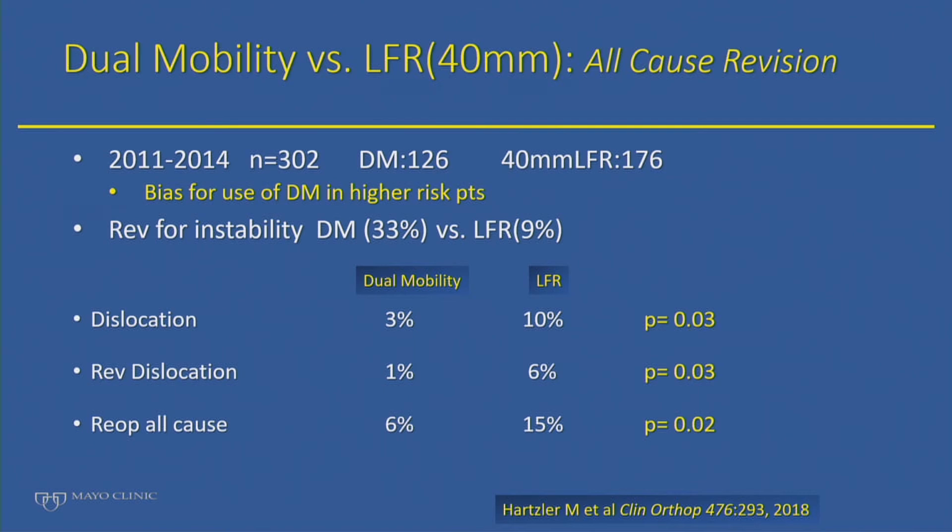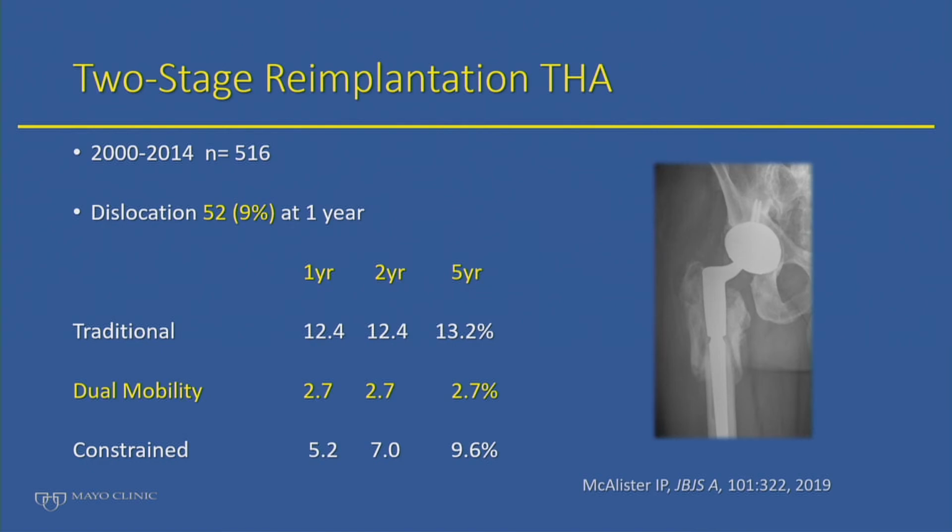One of the things I'll point out is almost all the patients that were being revised for instability were in the dual mobility group. It was a biased group towards dual mobility. And yet it was 3% versus 10%, and all the reoperations and stuff because of instability. It's been well known, Tom Ferring, who's in the audience here, pointed this out. Those of us who have been doing this for years know that in reimplantation surgery, dislocation is a problem.